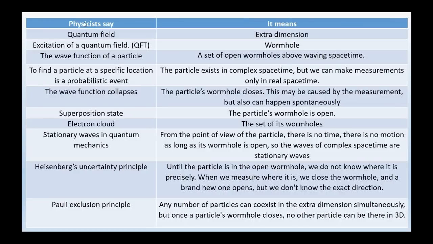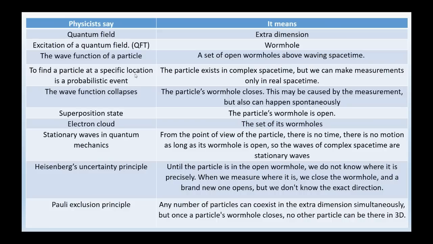On this slide, we see what the currently used expressions mean in the new theory. You can skip this part if you wish. When physicists say quantum field, we mean extra dimension. When they say the particle is the excitation of a quantum field, it means wormhole for us. The wave function of a particle means a set of open wormholes above waving space-time.